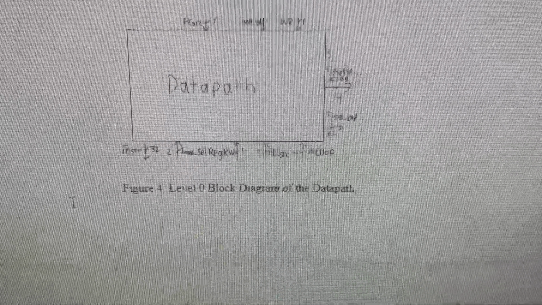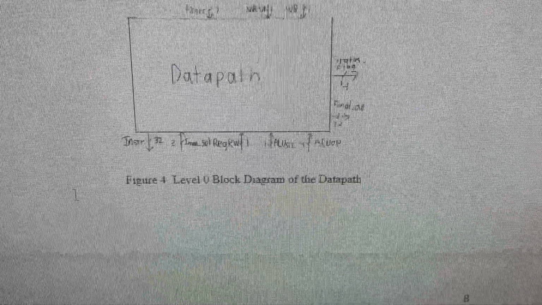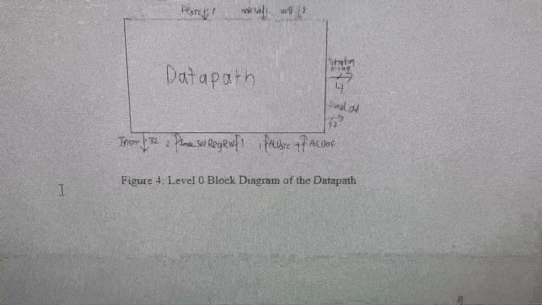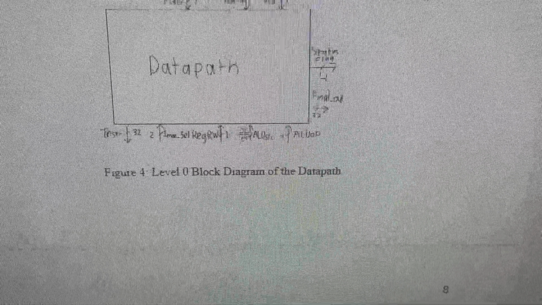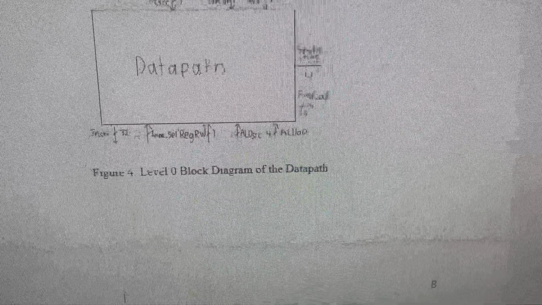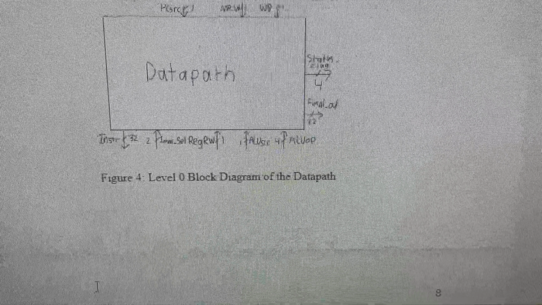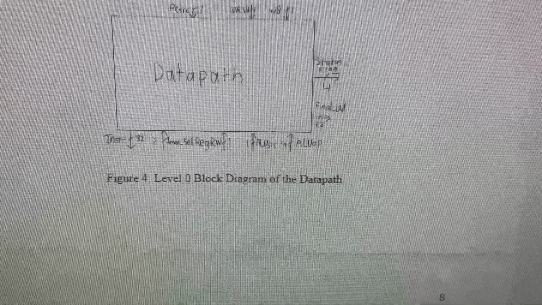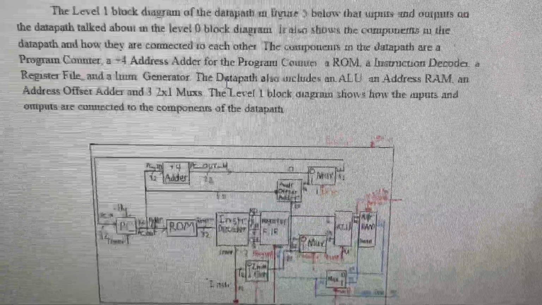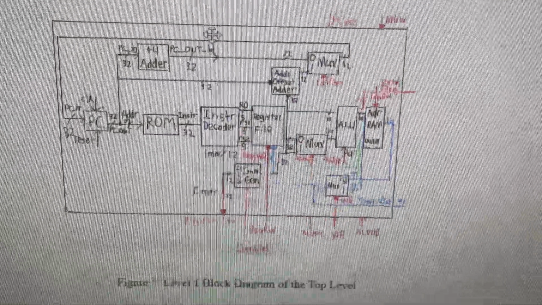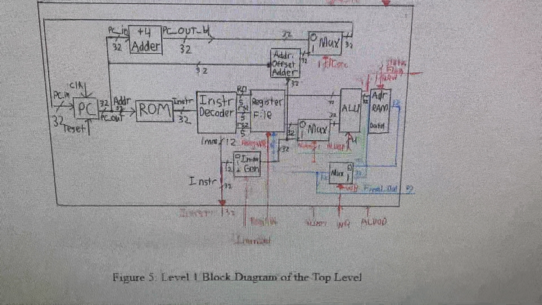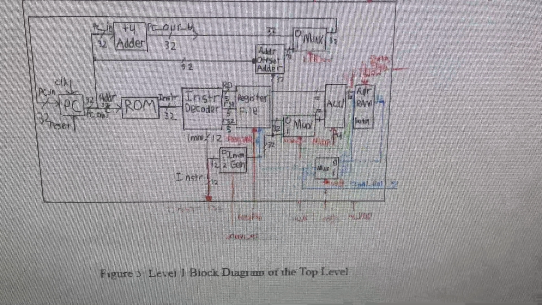Next thing, you got the level 0 block diagram of the data path. This shows that it has 7 inputs and 3 outputs. As you can see, 1, 2, 3, 4, 5, 6, 7. I think it'll be easier to explain when we get to the actual level 1 block diagram. So this shows the inputs and the outputs on the data path talked about in the level 0 block diagram, as above.